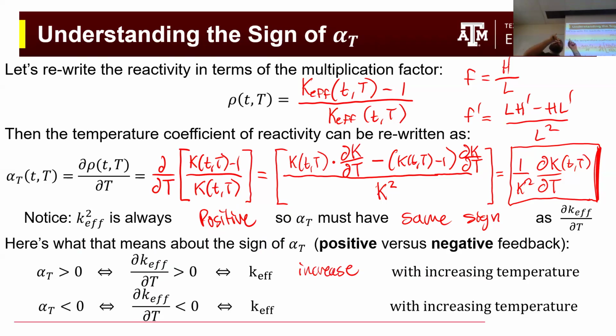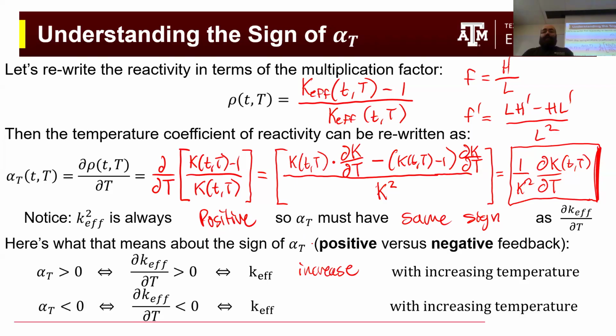And that's positive feedback, right? You make some change to the temperature, you increase it, and as a result, the K effective is going to increase as well. That would be an example of positive feedback. And if you have a positive temperature coefficient, you will get positive temperature feedback.